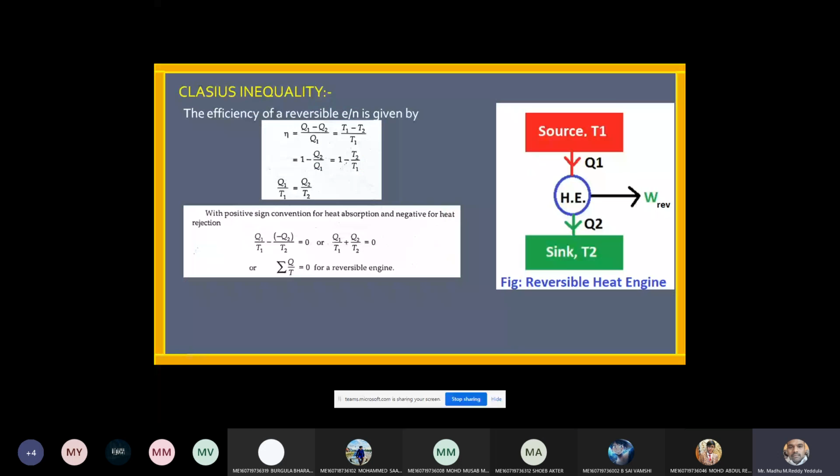Right. Clausius inequality. We already studied this in the second law. What is the second law of thermodynamics? One is the Kelvin-Planck statement, the other one is the Clausius statement. Can anyone remember? Yes, sir. What is the Kelvin-Planck statement? Tell me anyone. Try to recall the Kelvin-Planck statement.